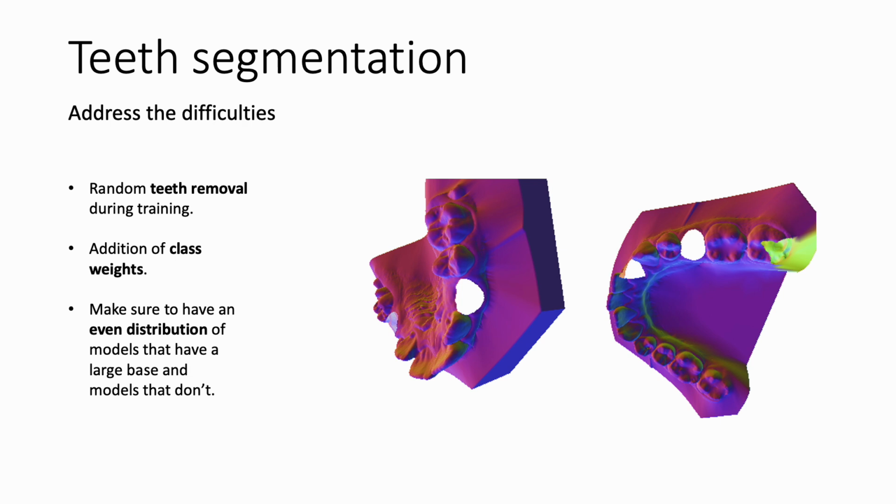To address those difficulties, we've come up with some additions to the code that make the algorithm more robust. First, we've added a random teeth removal step in the data loader. It helps the tool adapt to varying numbers of teeth and serves as data augmentation. Addition of class weights and making sure to have an even distribution of models with large base and others is an essential step to prevent overfitting to some cases. For example, there are usually fewer samples of jaws with wisdom teeth. It's important that during training the network sees roughly the same amount of cases with wisdom teeth and cases without.